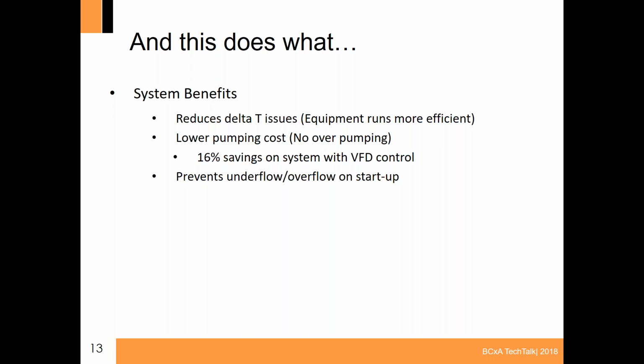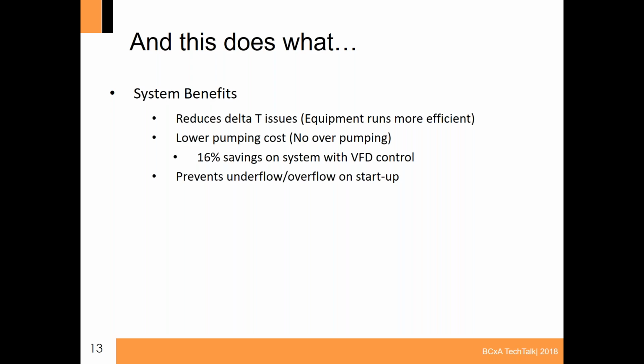Other system benefits, it reduces the delta T issues. Okay? Equipment is going to run absolutely more efficient when we're getting a higher delta T. Lower pumping costs, no overpumping. When I was researching some of this stuff, I found typically you'll see a 16% savings by using pressure independent over traditional control on a system that has VFD control in it.